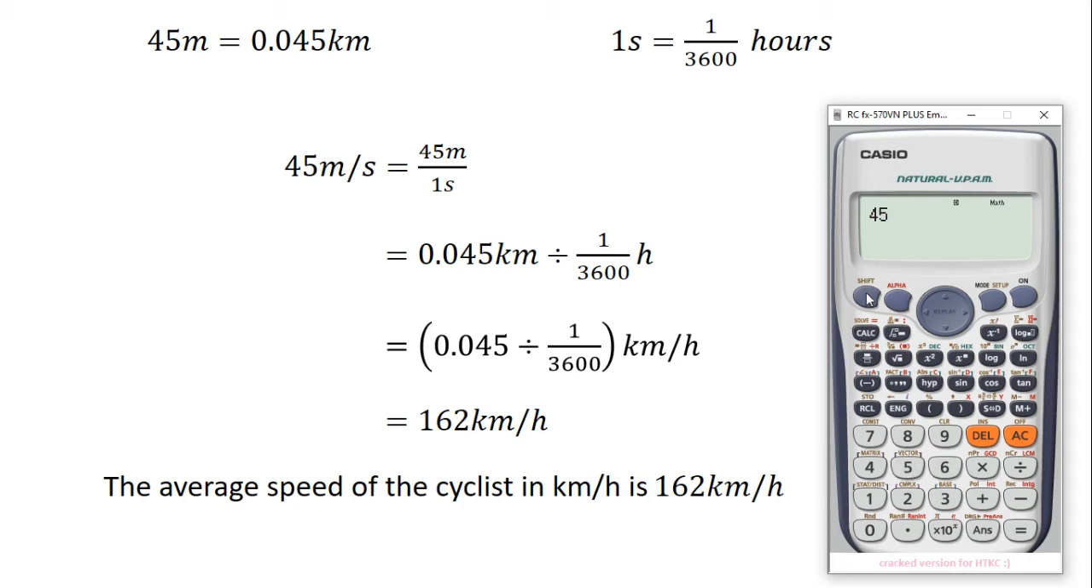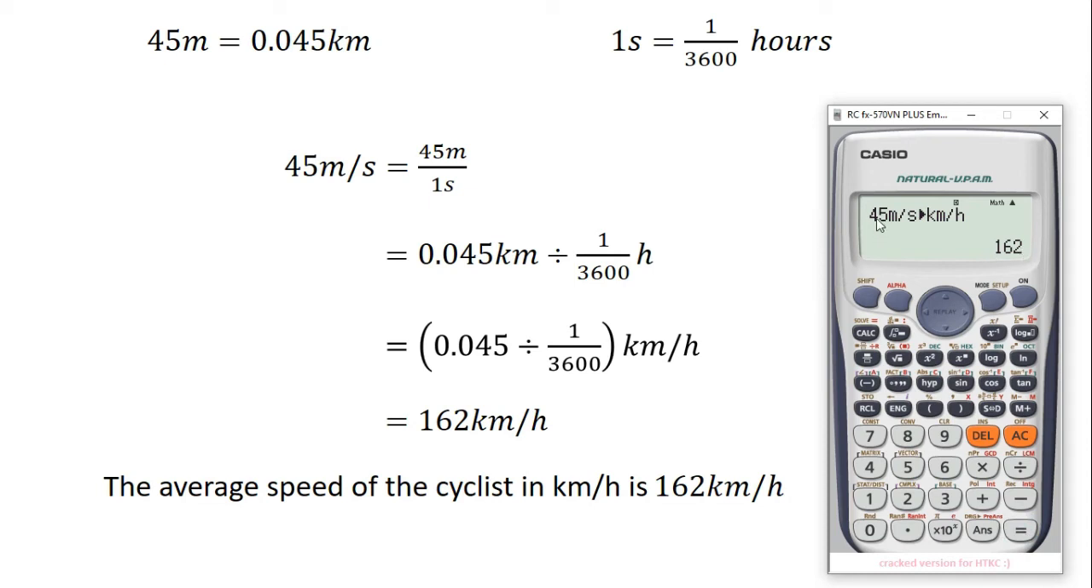Then you press on shift. After that you press on the number 8. Now you see the calculator will ask you conversion number 01 to 40. You enter number 20. As soon as you enter 20, you will have 45 meters per second to kilometers per hour. Then you click equal to, and it's giving us 162.